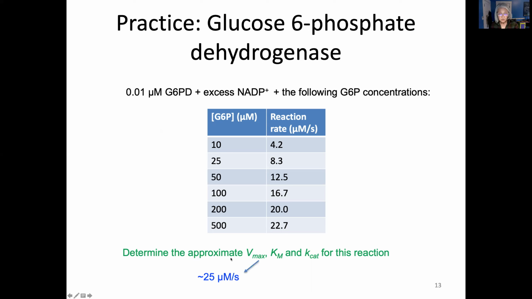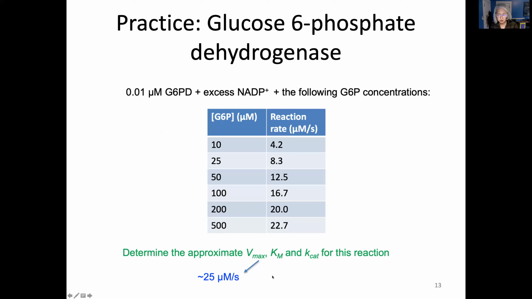Okay, so the Vmax looks like it's going to be about 25 micromolar per second, right? We see between 200 and 500 micromolar substrate we don't have a very big increase. It looks like it's plateauing somewhere above about 23. So we'll estimate it's going to be around 25 micromolar per second is the Vmax.